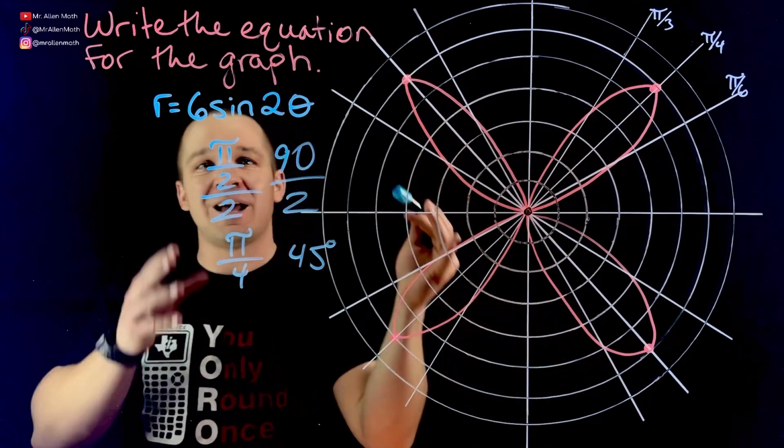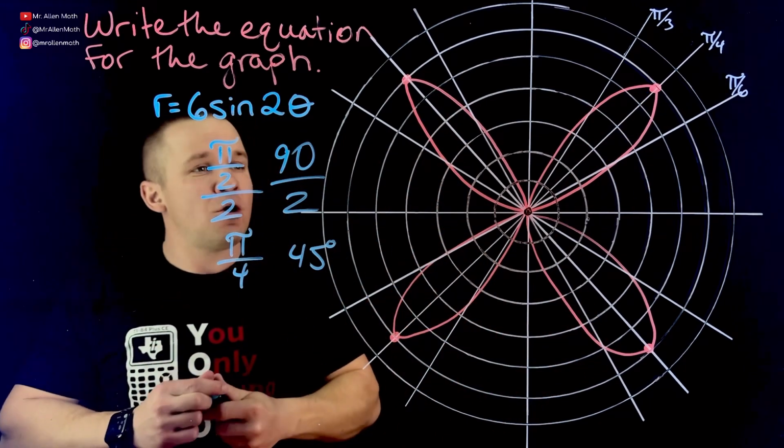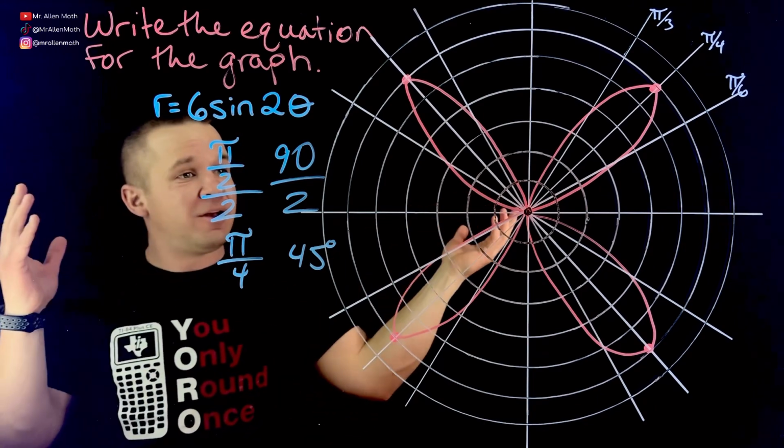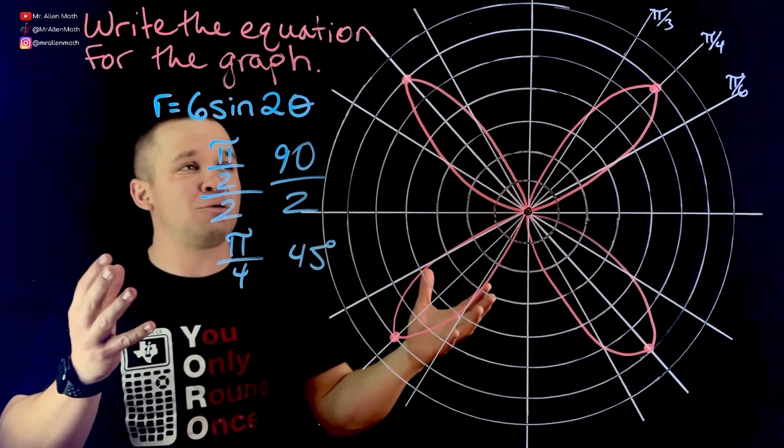I've got 4 petals, length of 6. That's everything there, man. Roses aren't too bad to figure out. I feel like the limaçons and the cardioids are a little bit tougher to figure out. But there we go. Hopefully that helps you guys in writing the equation, given the graph.